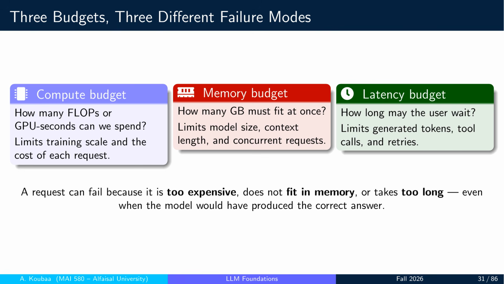Think in 3 budgets: training compute, serving compute, and serving memory. Training compute constrains what model can be built at all. Serving compute constrains latency and cost per request. Serving memory constrains concurrency and context length.